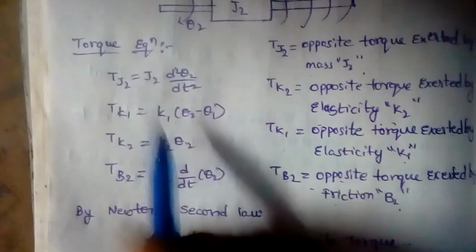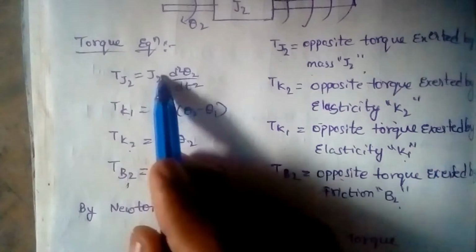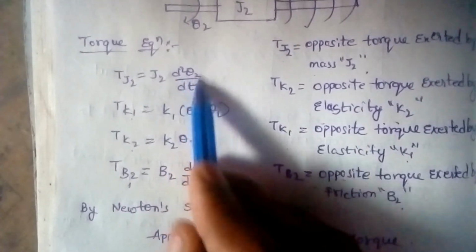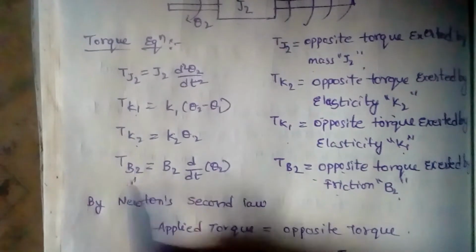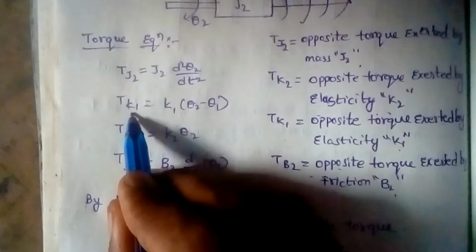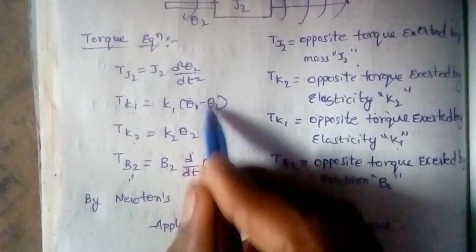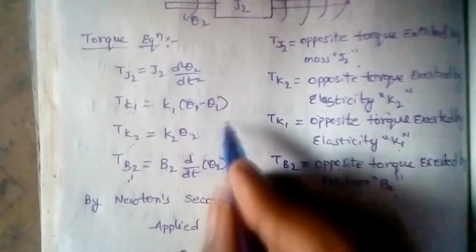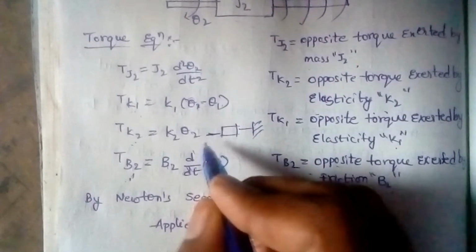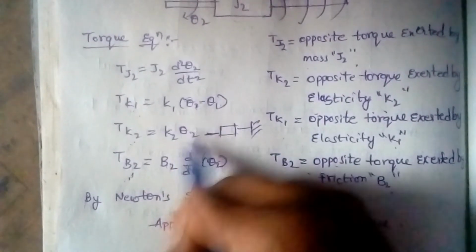So you can see, I said first the mass element, after that the friction element, after that the spring elements. Mass element means J2, mass constant, d square by dt square of theta 2. Then friction element B2, d by dt of theta 2 only. Here K1 is tied with both sides, with the mass block element: theta 2 minus theta 1. K2 is tied with reference on one side and the mass block element J2 on the other: K2 times theta 2, only one theta 2.